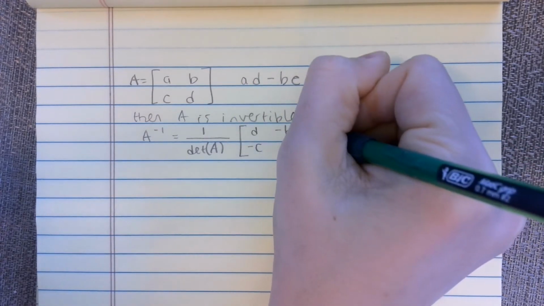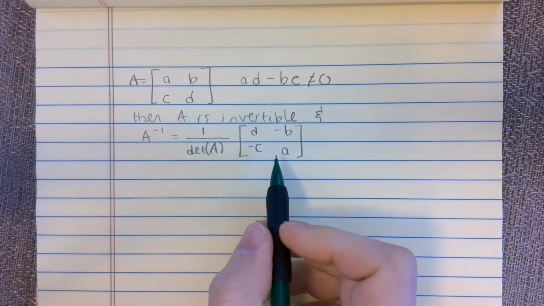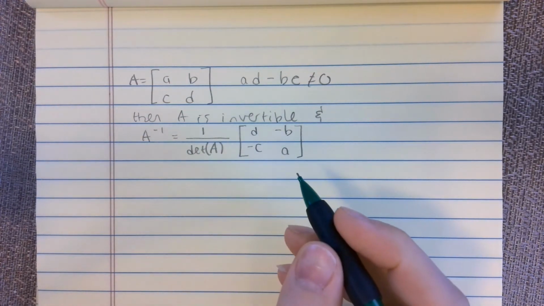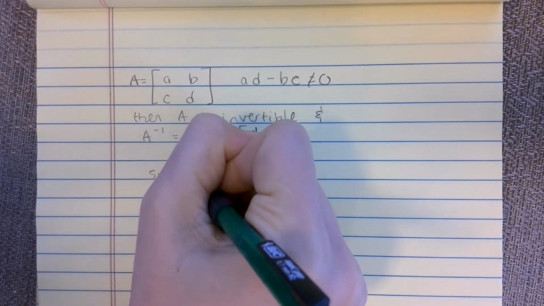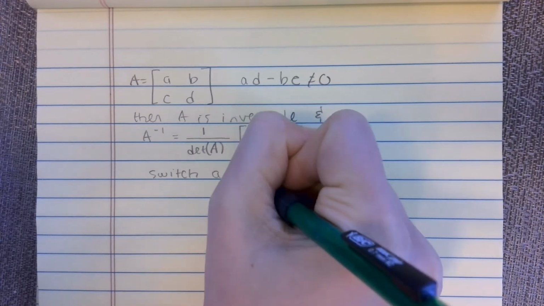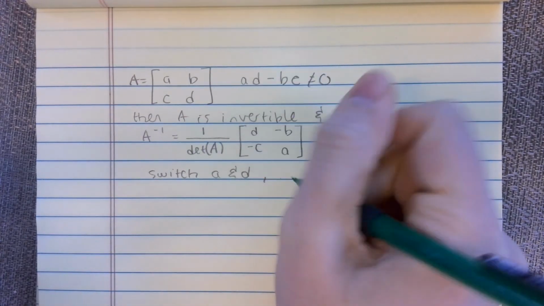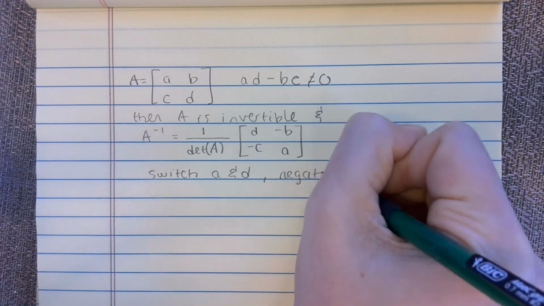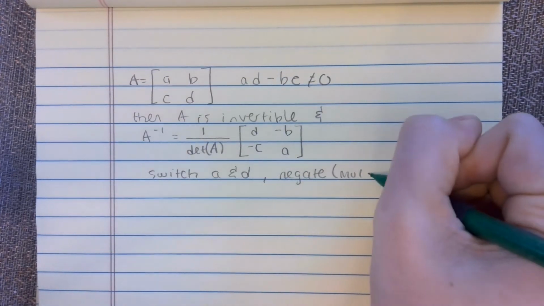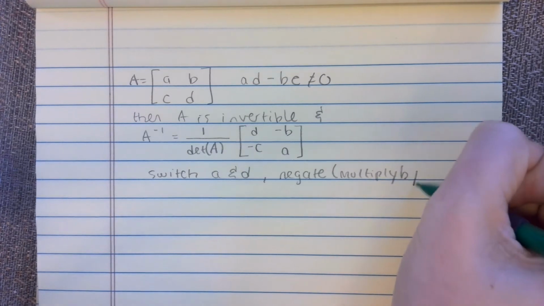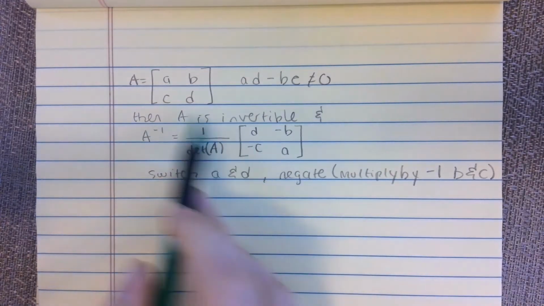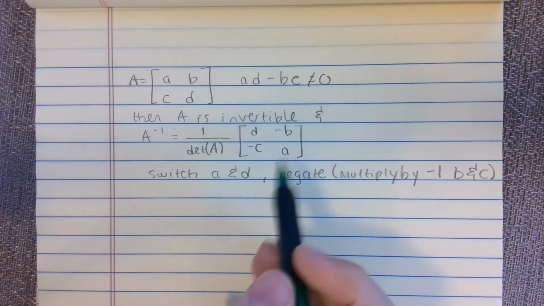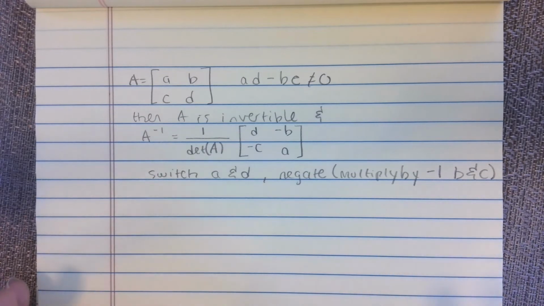And you're like, what the actual heck is that? One way to remember it would be to switch A and D, and then negate, or multiply by negative 1, B and C. So we switched A and D, and made B and C negative, or switched their signs depending on what was already there. Whatever helps you think about that.